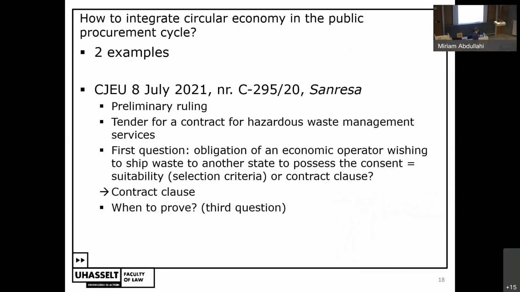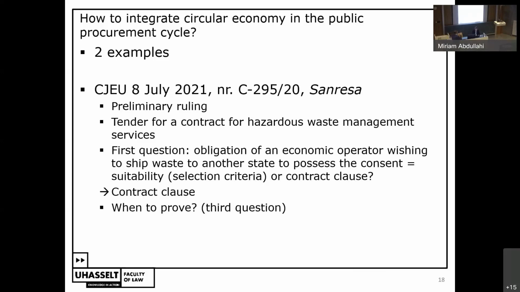Now, third question, how should we integrate circular economy into the public procurement cycle? Next, so keep your smartphones ready already because very soon you will need them. I looked for some examples to show you that it can be very difficult to use all those criteria, clauses, and everything together, but it also provides a lot of opportunities.